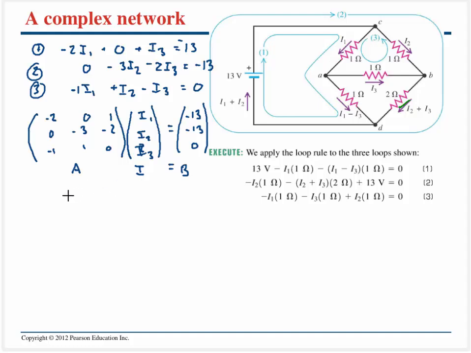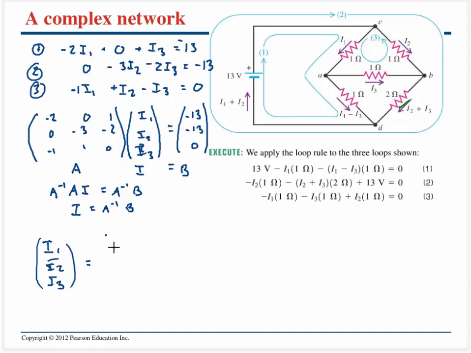If we want to solve this for I, what we do is multiply both sides by the inverse of A on the left hand side. It's going to be equal to A inverse multiplied by B. That tells me that I can write my matrix of currents as equal to the inverse of A multiplied by B. So I can say that my matrix of currents, I1, I2, and I3, is going to be equal to the inverse of A.